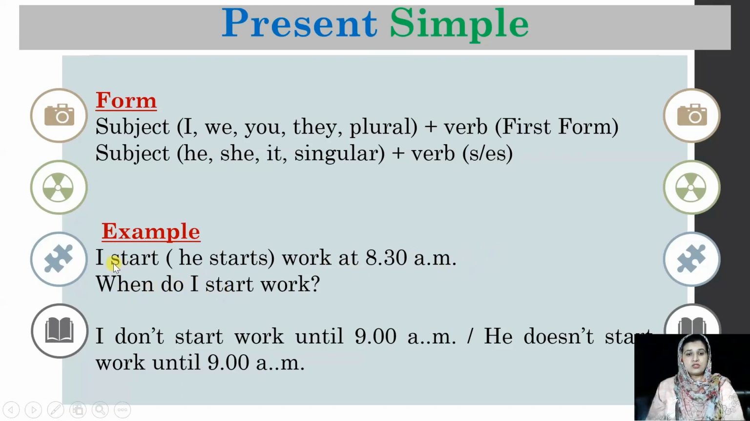In affirmative form, you have seen that we are not using any helping verb in simple sentences. However, in negative and interrogative sentences, we need to use the helping verb do or does. With I, we, you, they or plural, we use do. And with he, she, it and singular, the helping verb does is used. You can see in this example, when do I start work? Next, I don't start work until 9 a.m. So this is a negative sentence where with I we have used don't. But in the same sentence, if we use he, she, it or singular, then we will use does not, doesn't. He doesn't start work until 9 a.m. So this is the basic structure of simple present tense.